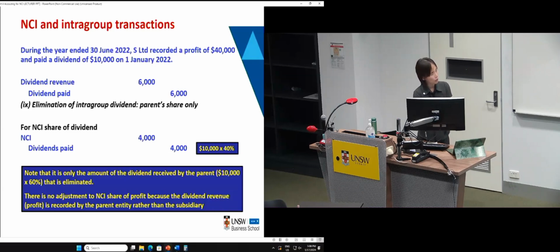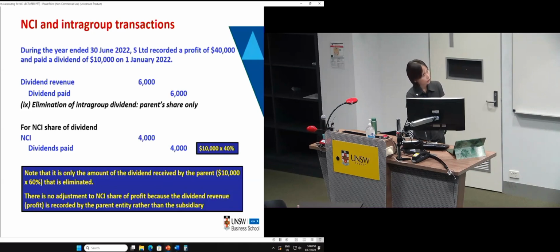The elimination entry is prepared here to remove all the intragroup dividend revenue. So debit dividend revenue, credit dividend paid. Well, what about the other 40% dividend paid by the subsidiary? These will be received by NCI, right? And when the subsidiary pays out dividend, its equity is reduced, so NCI's share of the subsidiary's equity balance also decreases. You can record this as part of step 3 NCI, rather than putting it down here. That is better. Okay.